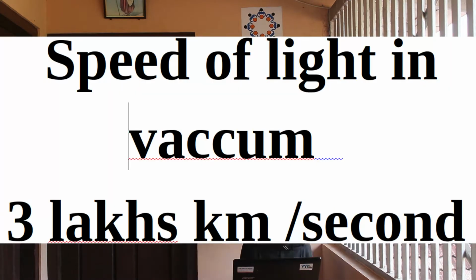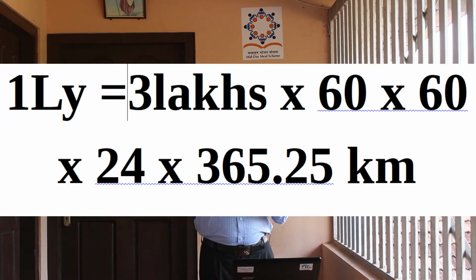Do you know how much is 1 light year? 1 light year is the distance travelled by light in 1 year. Okay, so how much is the distance travelled by light in 1 second? Light travels in vacuum 3 lakh kilometers per second. If it is 3 lakh kilometers in 1 second, we can calculate how much in 1 minute. We can multiply it with 60. Then we will get the distance travelled by the light in 1 minute.